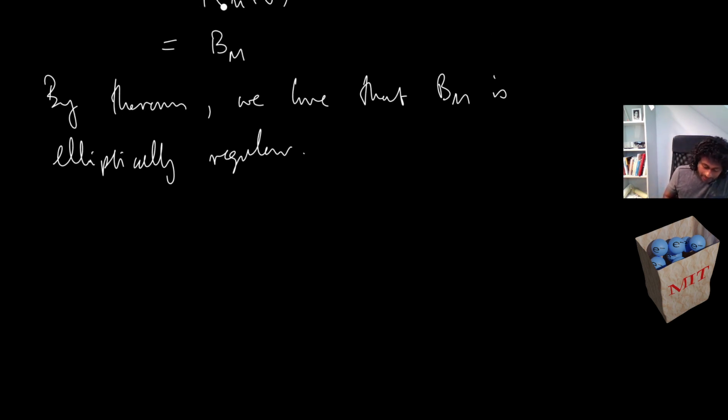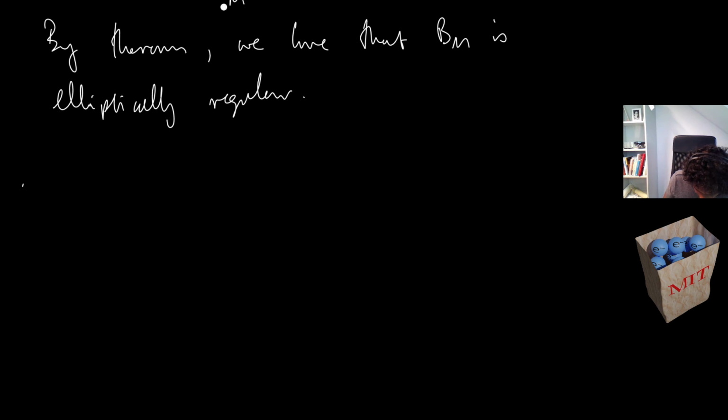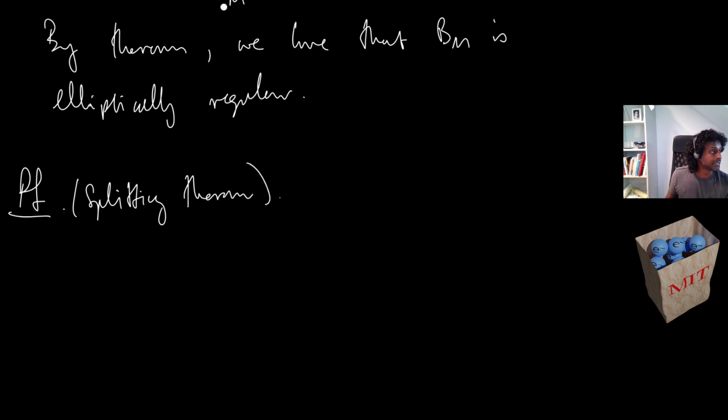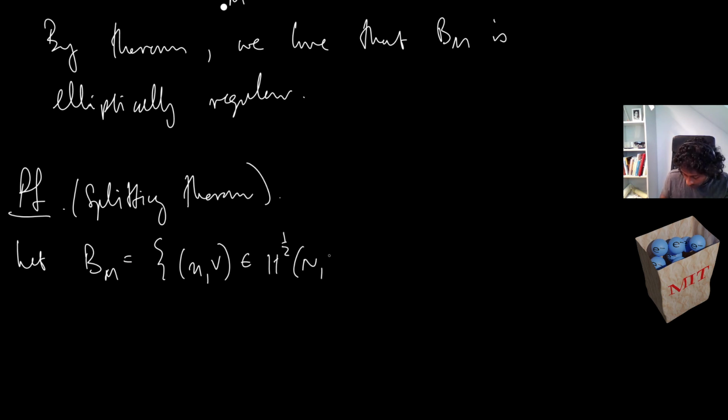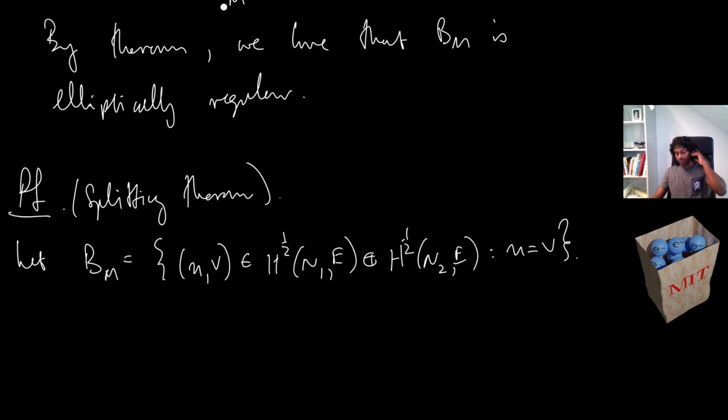Okay, so we still have time to finish off the proof. So the proof of the splitting theorem is, let B_m be this matching condition. So this is going to be (u, v) in H^{1/2}(N_1 E) plus H^{1/2}(N_2 E), such that u is equal to v. So this is really what the matching condition is.